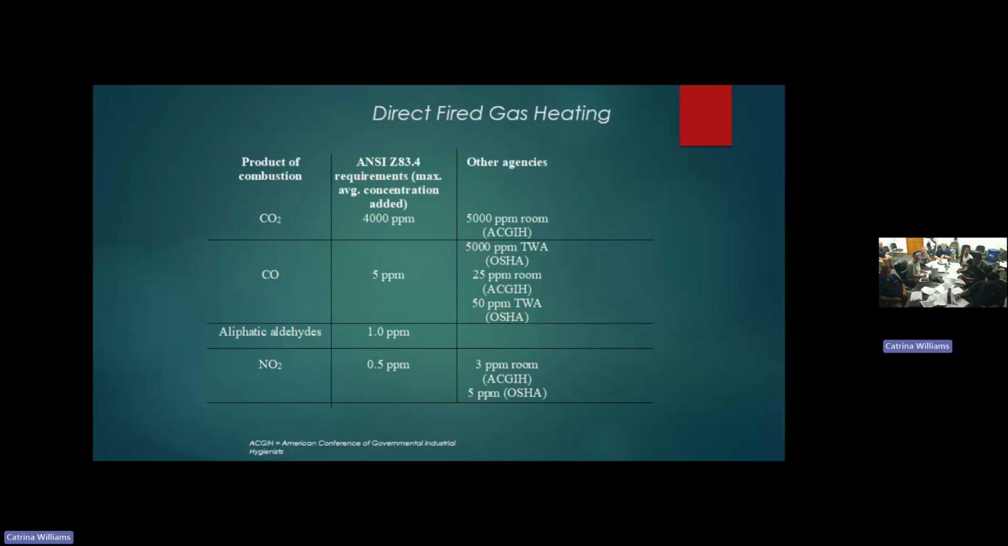CO is one of the most concerning ones. You don't want carbon monoxide poisoning. ANSI says we can't add more than 5 parts per million. OSHA lets you have 50, or 25 in the room, or 5,000 is the weighted average. So you can see we're well below any of those numbers that OSHA or the hygienists recommend.